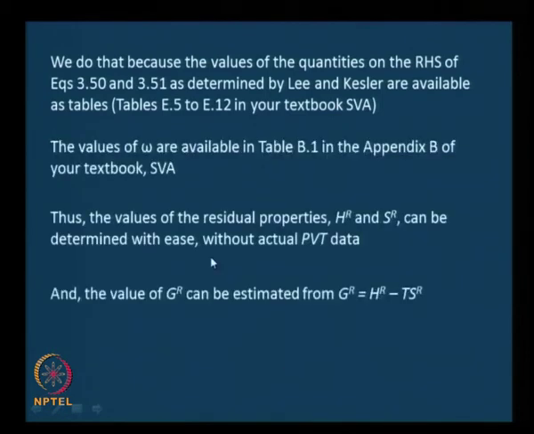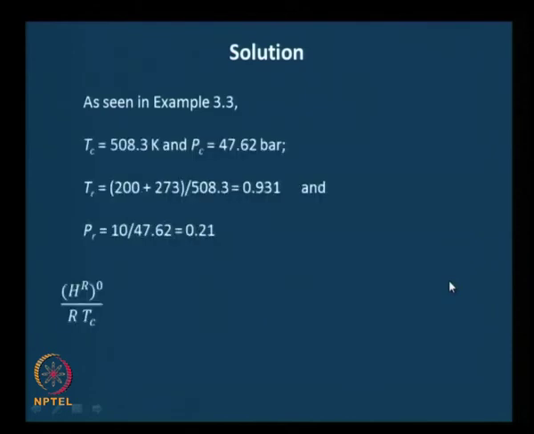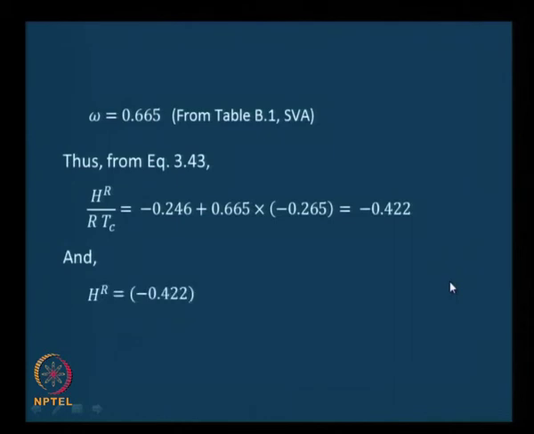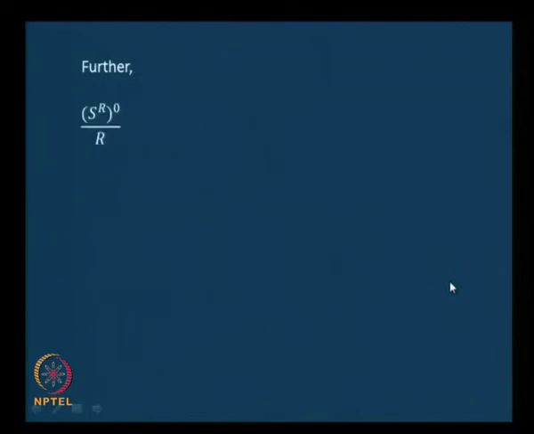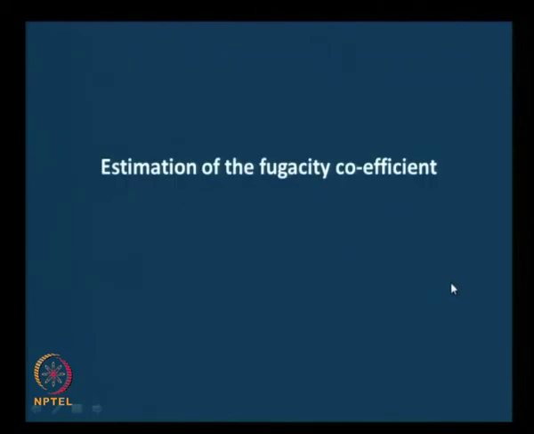The values, the 0 group and the 1 group, are available in tables E5 to E12 in appendix E of your textbook. And then we worked out an example to look at how to use the generalized correlation in terms of the reduced properties to get at useful values. Please take a look at that whenever you have the time.